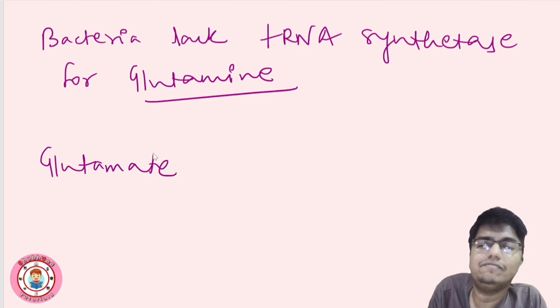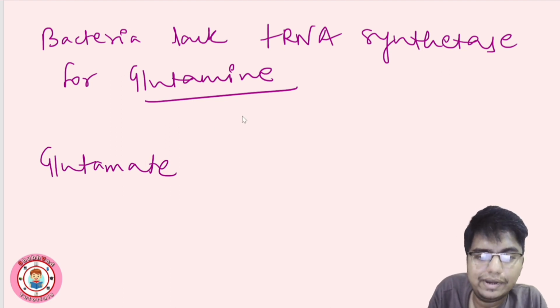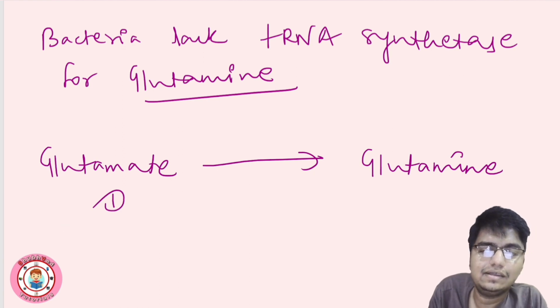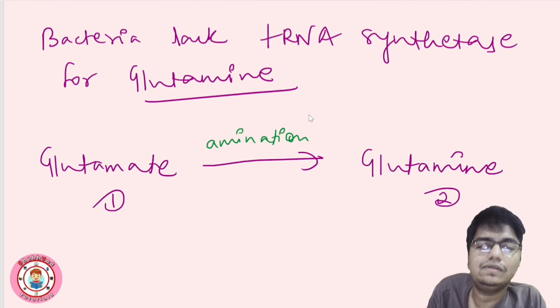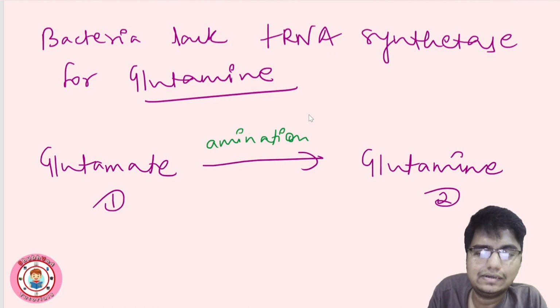Okay, there is only one tRNA synthetase for glutamate and glutamine. Okay, glutamate is added first and glutamate is converted into glutamine. Got it? First glutamate is added and then it is converted into glutamine by the reaction known as amination. तो इसके लिए दूसरा कोई एंजाइम है which will convert the glutamate into glutamine. Got it? So this is about tRNA charging.